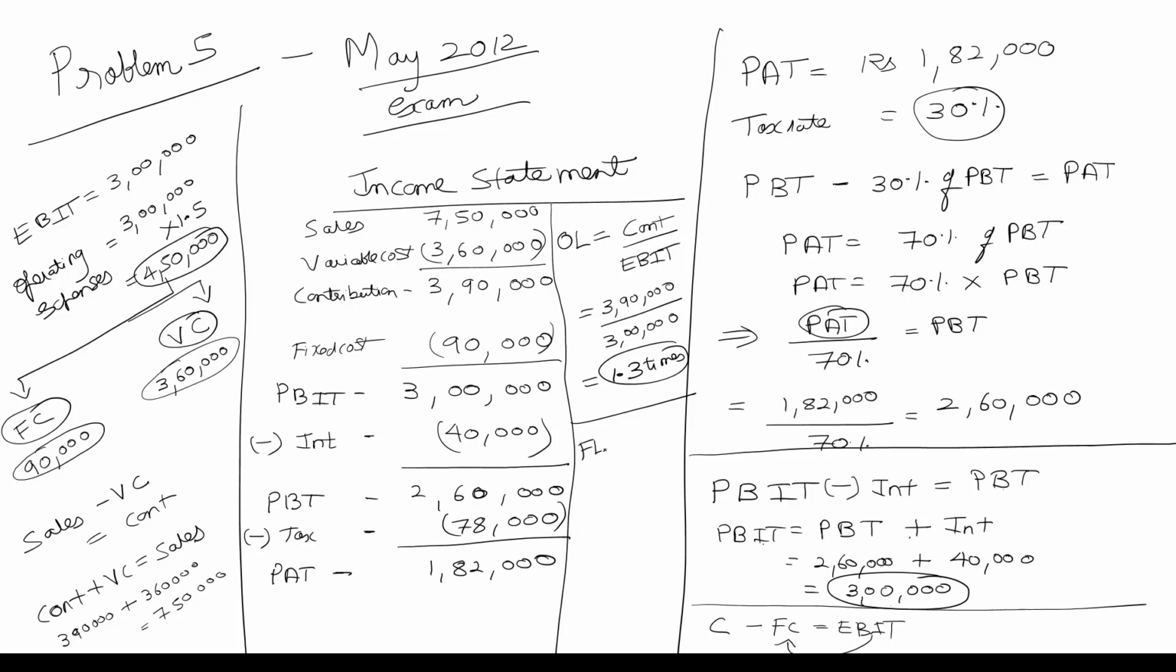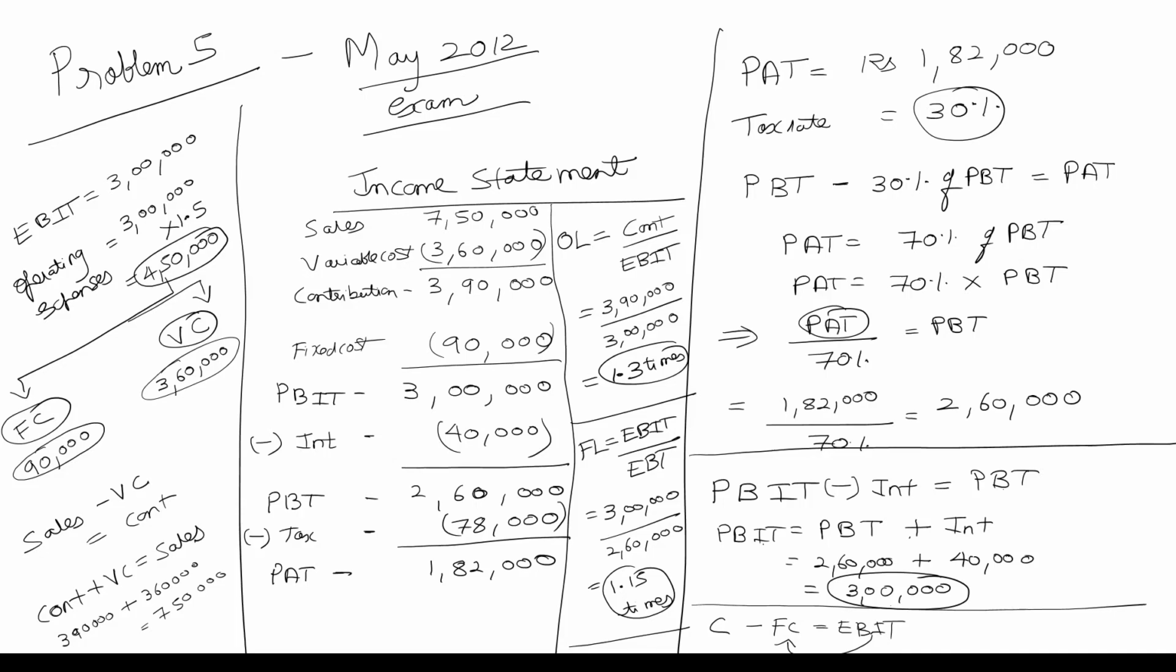And the next requirement is financial leverage, which is EBIT divided by EBT, and that is going to be 3 lakhs divided by 2,60,000. That would be 1.15 times. Yes. So we have calculated the operating leverage and also the financial leverage, and thereby we have answered the first part of the question. We've taken care of the requirements of the first requirement of this question.